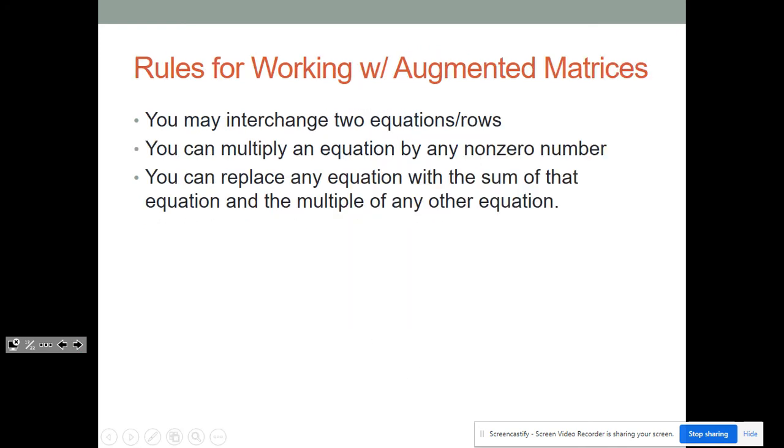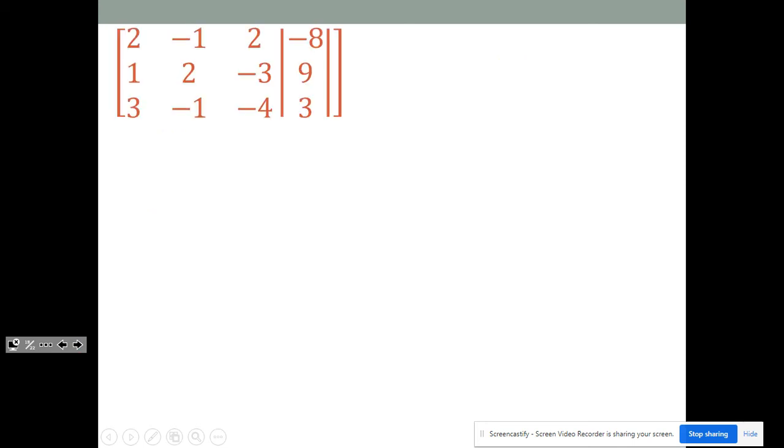Okay, we can multiply any equation by any non-zero number, all right? And then we can replace any equation with the sum of that equation and a multiple of another, okay? So actually, here's my blank slide. So let's go ahead and figure this out.